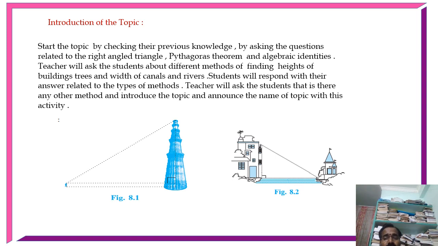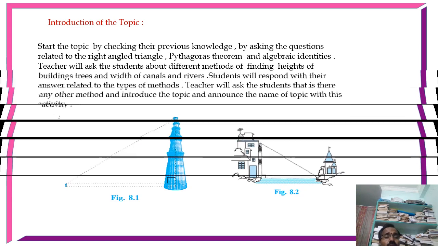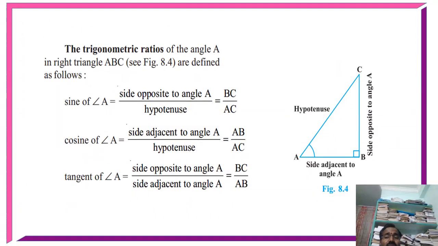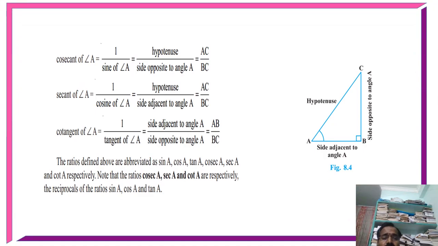Any object we take, we'll consider as a linear object, and it will form a right triangle. By using trigonometric ratios, we'll find the unknown values: height, distance between them, angle of elevation, angle of depression. Angle of elevation means if the position of the object is at a higher level than the observer. If the position of the object is at a lower level than the observer, that is angle of depression. So these we already learned.